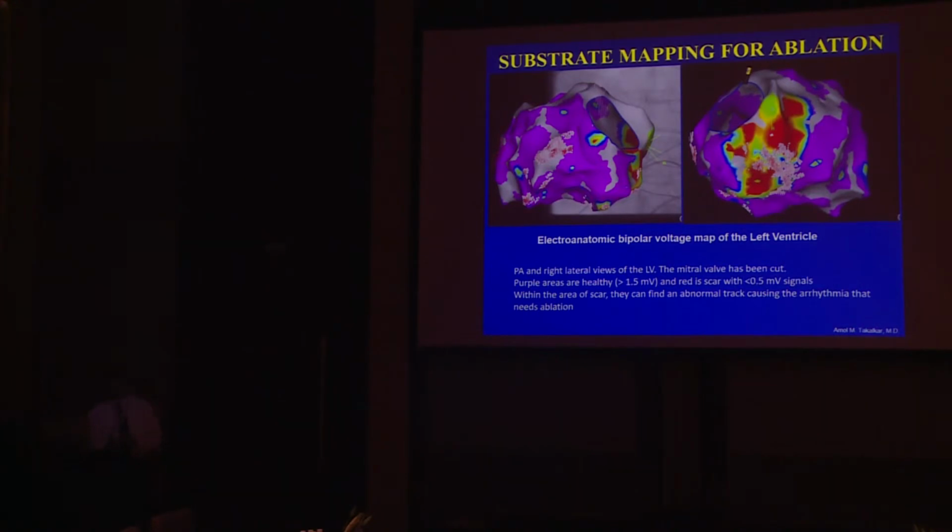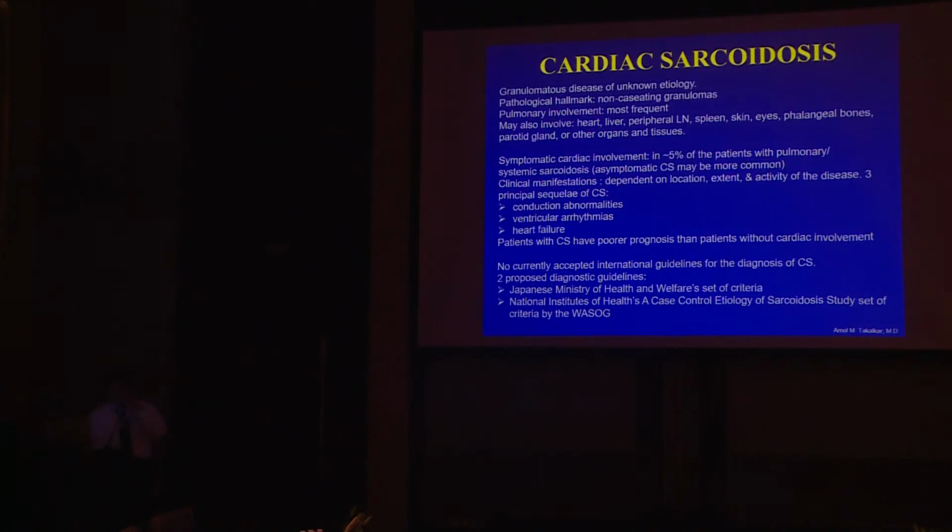My EP person tells me that the scar imaging helps them a lot to decrease their procedure time, and they go right for the scar. They usually find a tract in that scar area, that's the culprit area, and that's the one that needs to be ablated. I've got several other examples, but I took them out because of a shortage of time.